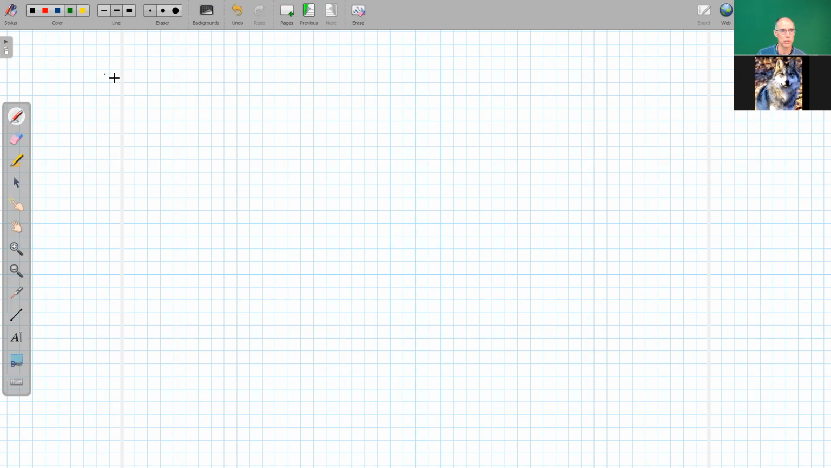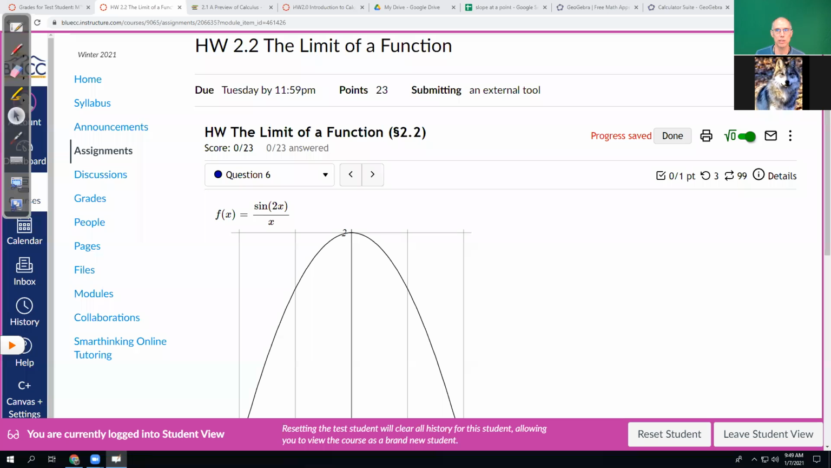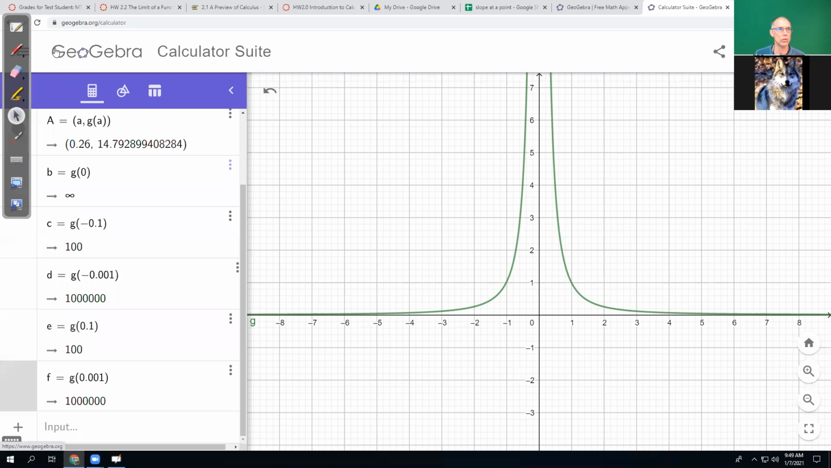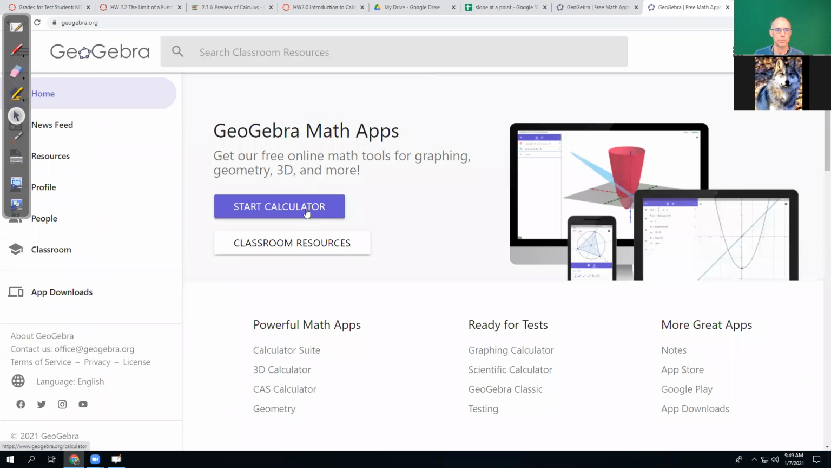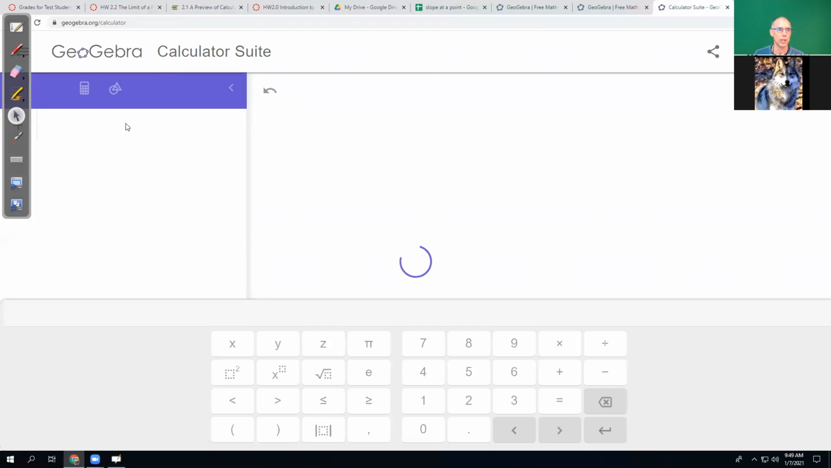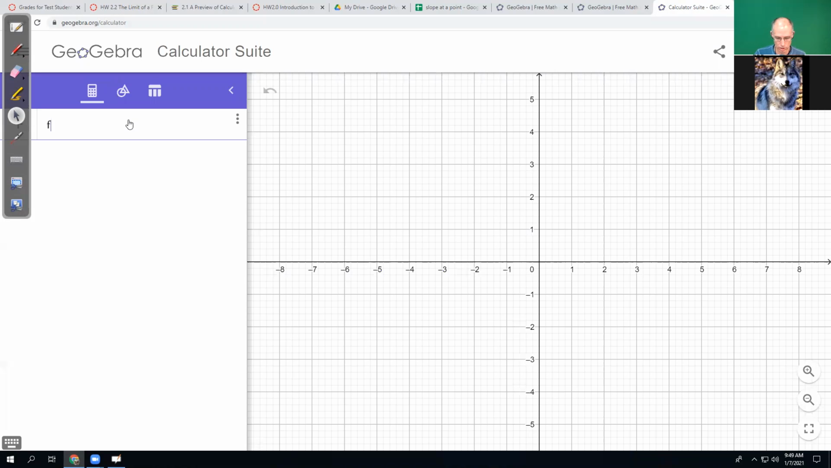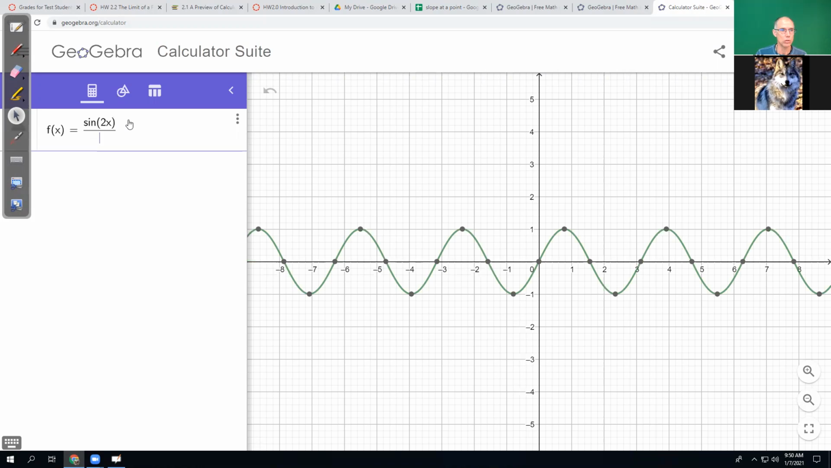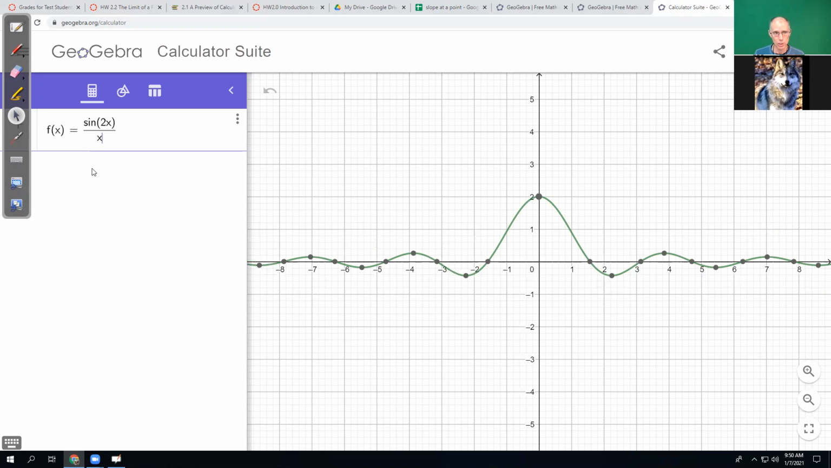So homework 2.2, whoa, my pen is freaking out. Number 6 said to find the limit as x approaches 0 of the sine of 2x over x. And they gave me a graph of it, but I'm just going to put the graph in GeoGebra. Let's get a new GeoGebra up here. I like using function notation, but it's optional because it makes it easy for me to plug in x values. So sine 2x over x. And I'm interested at x equals 0.